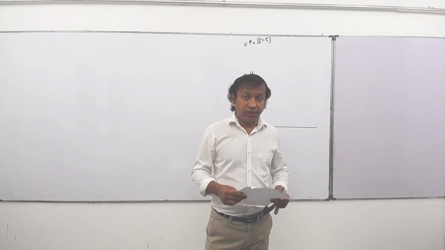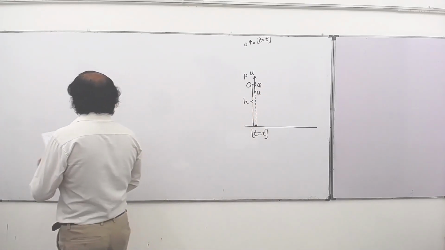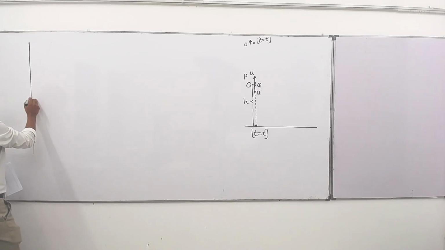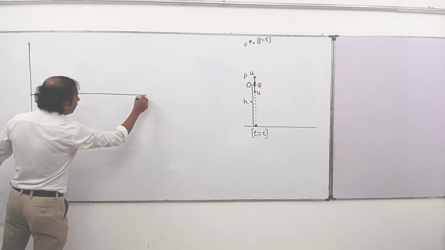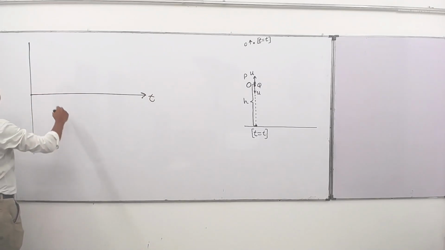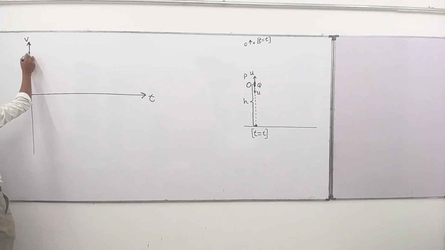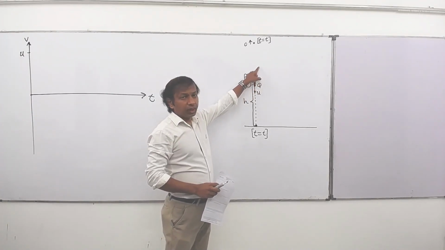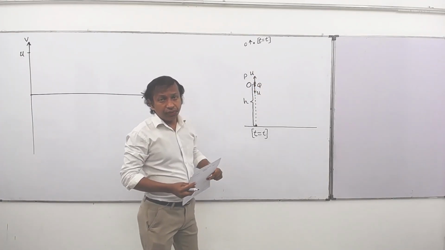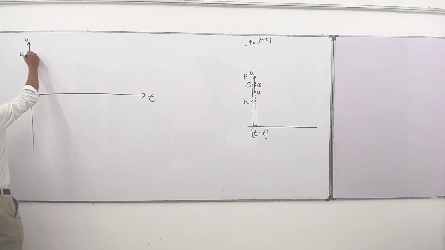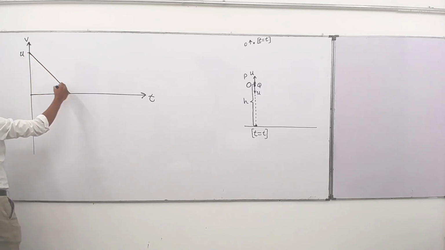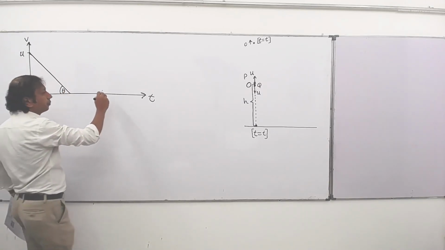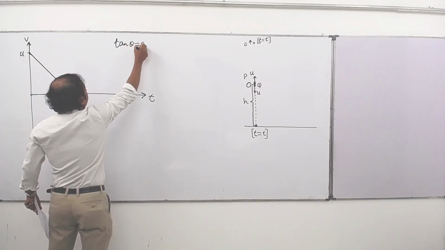Velocity is a vector. Direction is important, right? So we can draw the VT graph like this. Time axis, velocity axis. I take the velocity u, the particle P moving upwards under gravity with retardation g. Then its VT graph should be like this. This angle theta, then tan theta is g, the retardation g.